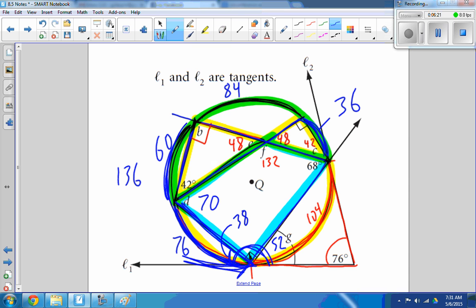And there we go. We solved for all the unknown angles and arcs. And that is the end of this lesson.